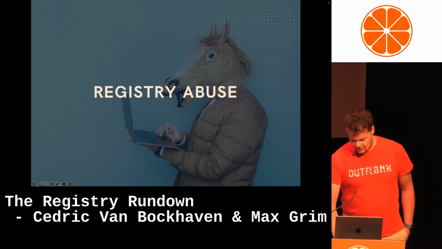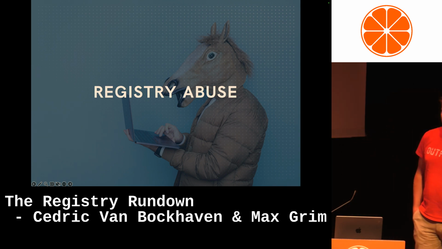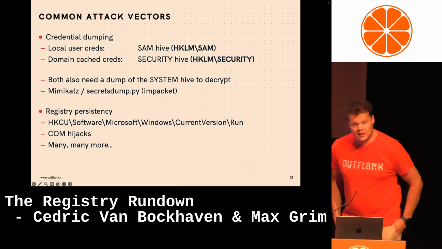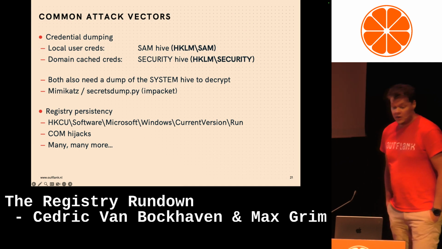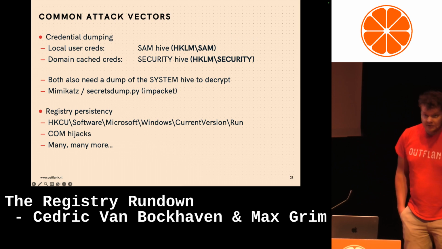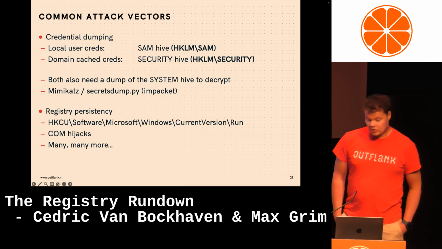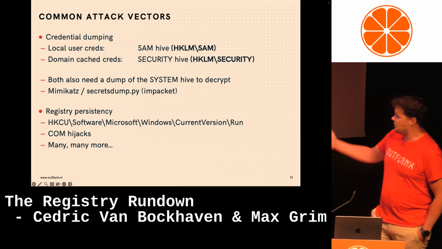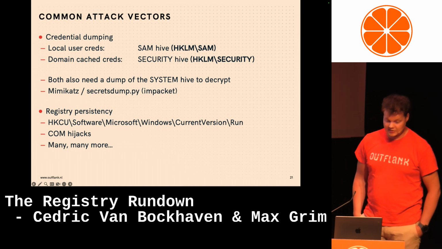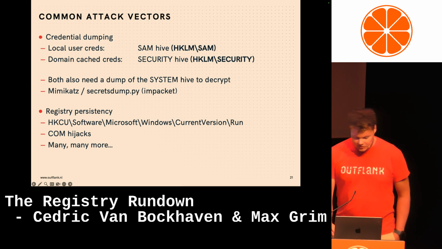So now that we know how to interact with it, let's see how we can actually, as attackers, abuse this. And there are already, of course, some common attack vectors out there. You can do some credential dumping. So you can dump the SAM, SECURITY and SYSTEM hives remotely via secretsdump.py. This works via the remote registry. You can also use Mimikatz to do that. Or you can configure persistence to add something to the Run key on the remote system. You can do COM hijacks. It's probably what Tim is talking about right now. And many, many more things that you can do.